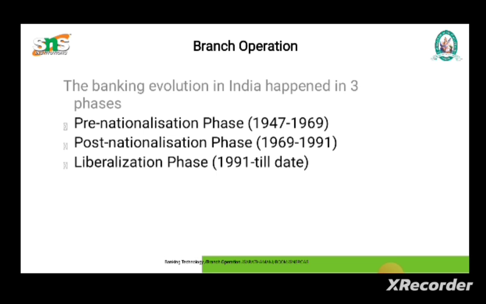This organized banking sector in India started over 100 years before independence with the establishment of the Bank of Hindustan in 1770, located in then Indian capital Calcutta.